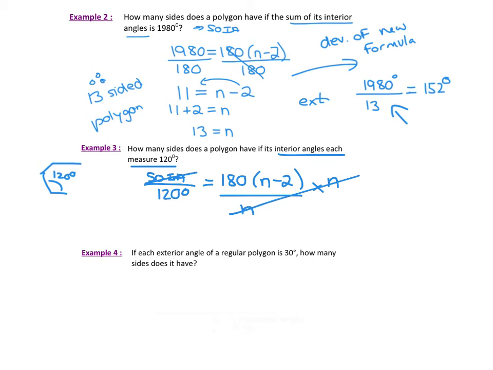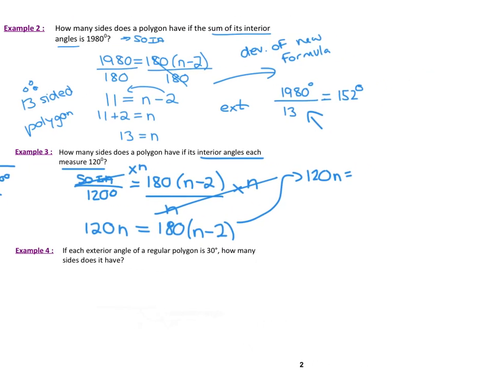So when we multiply by that n, it also applies to multiplying on the left-hand side of the equation. So we get 120n equals 180 times n minus 2. Okay, I'm just going to continue this over here. Okay, so you'll recognize now the distributive property is needed on the right-hand side of the equation. So we get 180n minus 360.